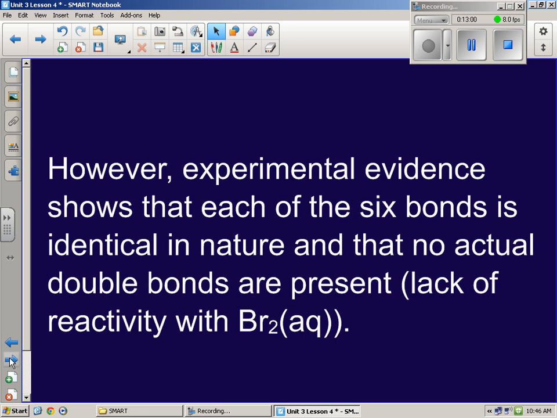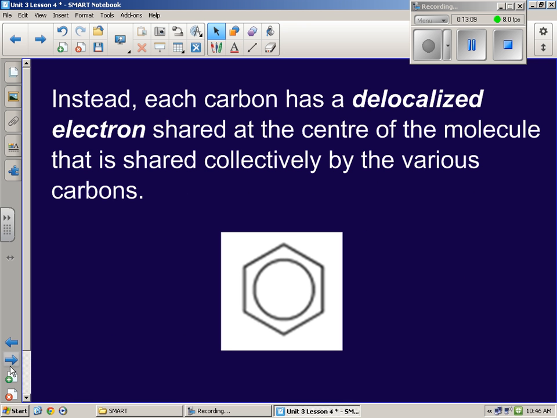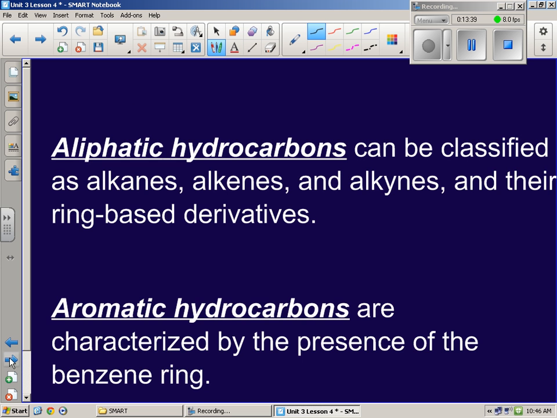There was a lack of reactivity with bromine, which meant that there are probably no double bonds present. Instead, each carbon has delocalized electrons. So instead of having double bonds inside that ring, those electrons are delocalized and free to be shared in the middle of the ring. They are shared collectively by the various atoms of the molecule. So this is what benzene actually looks like, and we represent a benzene ring with a circle in the middle to represent these delocalized electrons. When you see that, you'll know that's probably a benzene ring.